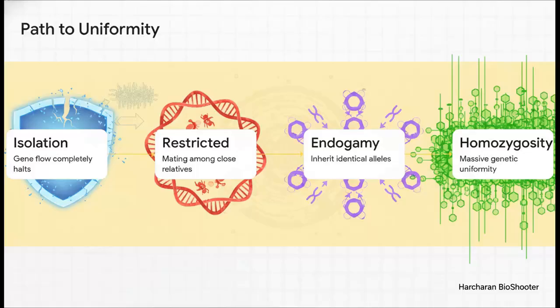Step 1. Complete isolation. The evolutionary force known as gene flow from the mainland just completely halts. Step 2. Restricted mating. Because the absolute size of the population is remarkably small, mating inevitably happens among close relatives. Which leads to step 3, endogamy, or inbreeding. This vastly increases the mathematical probability that offspring inherit the exact same alleles directly from shared ancestors. And finally, step 4, a massive increase in homozygosity, which means the population's genomes become incredibly, almost dangerously uniform.